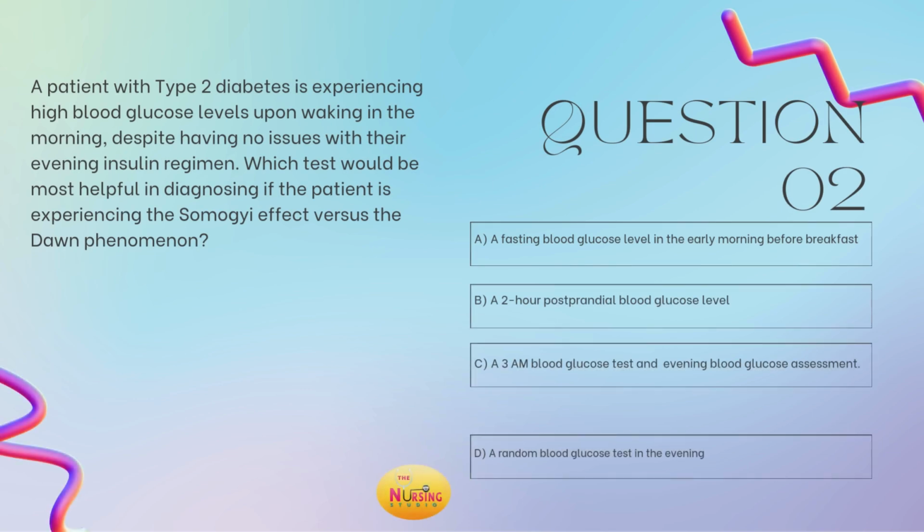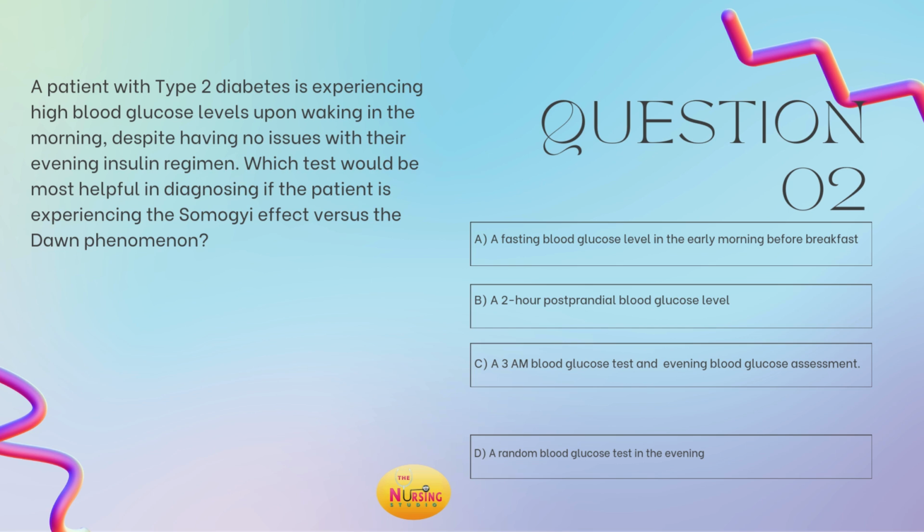All right, question number two. A patient with type 2 diabetes is experiencing high blood glucose levels upon waking in the morning, despite having no issues with their evening insulin regimen. Which test would be most helpful in diagnosing if this patient is experiencing the Somogyi effect versus the dawn phenomenon? Is it A, fasting blood glucose level in the early morning before breakfast? B, a 2-hour postprandial blood glucose test? C, a 3 a.m. blood glucose test and evening blood glucose assessment? Or D, a random blood glucose test in the evening?